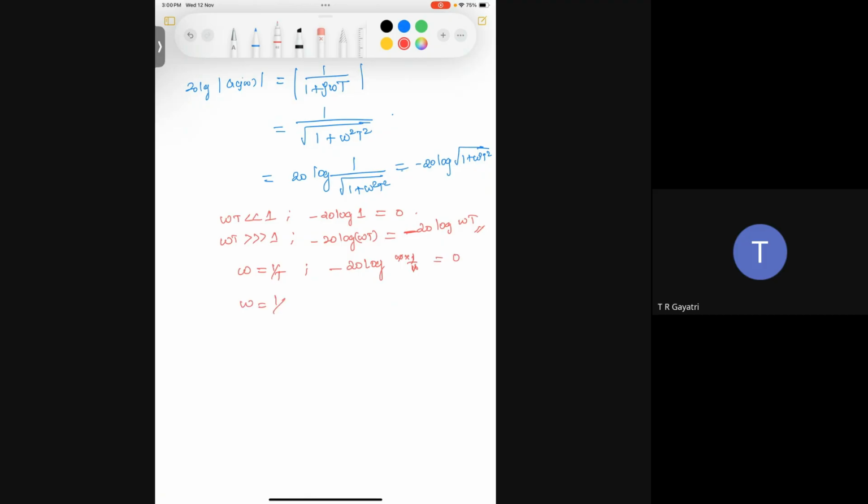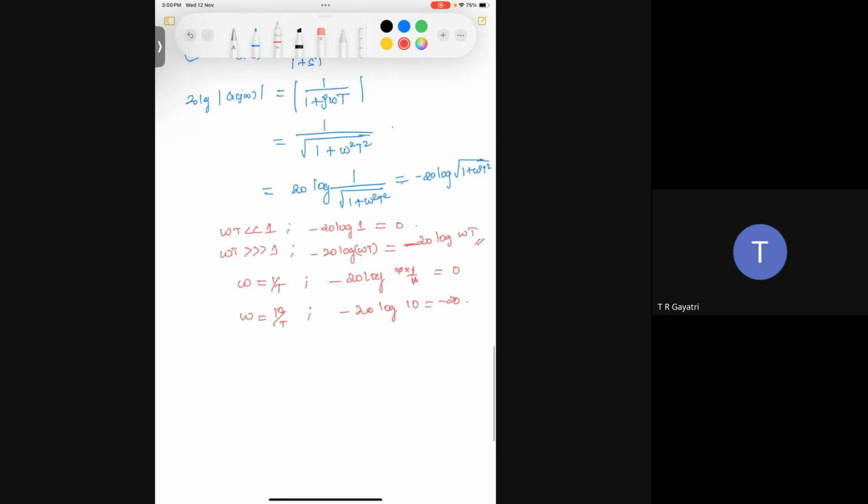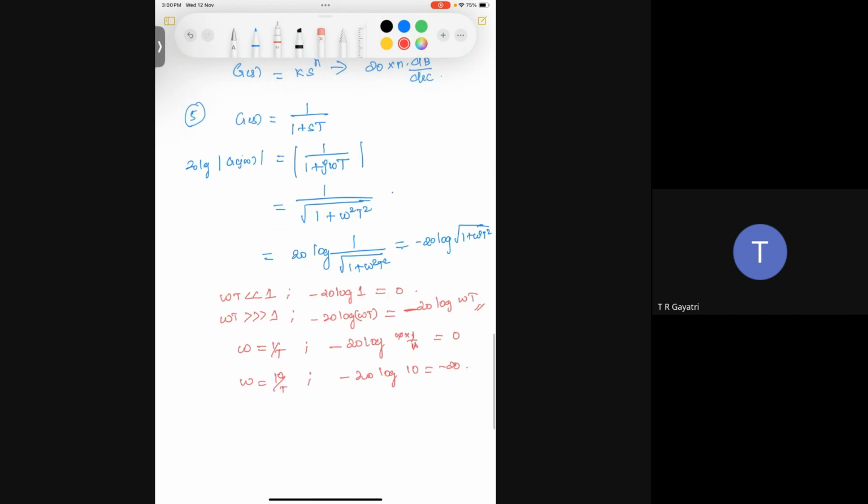So omega equal to 10 by t, if I consider, minus 20 log of 10, minus 20. So if the omega keeps on increasing, you will get a negative value. So your slope would also be decreasing. But before that, it will be at 0 at some point. When it crosses this crossover frequency, it will tend to degrade at minus 20 decibels per decade.